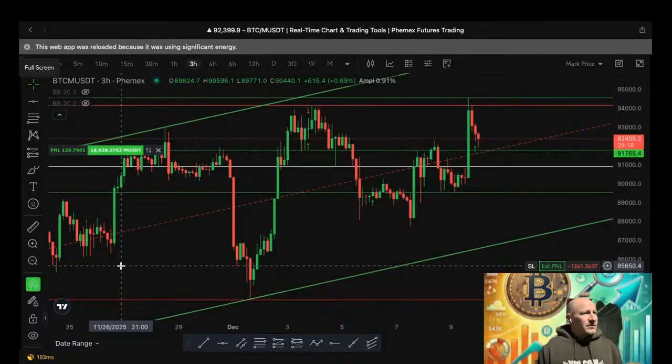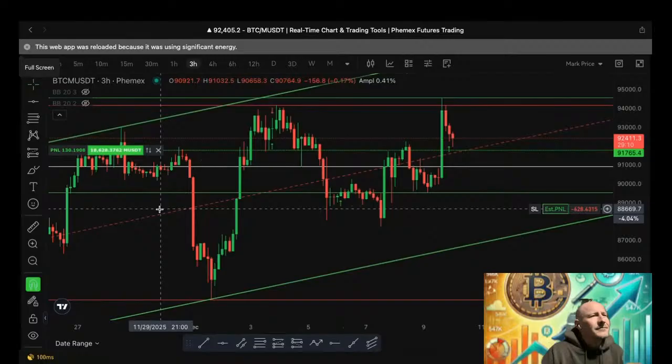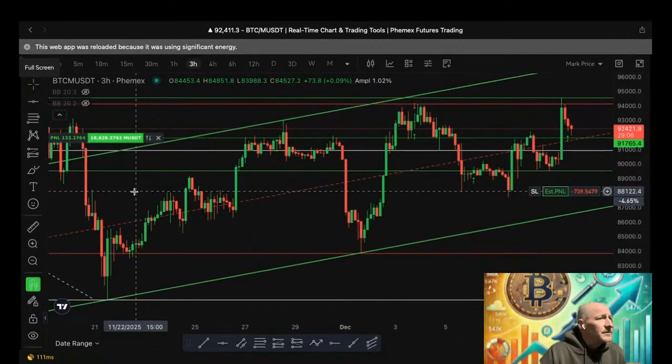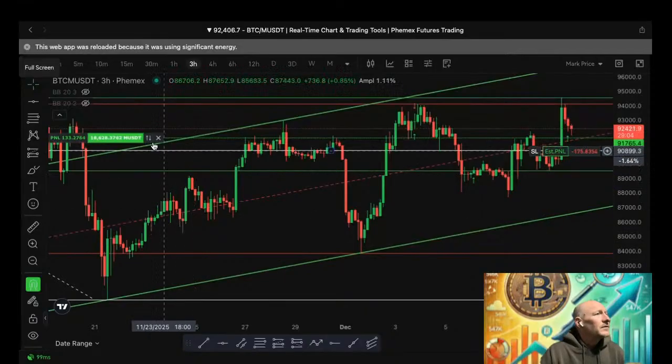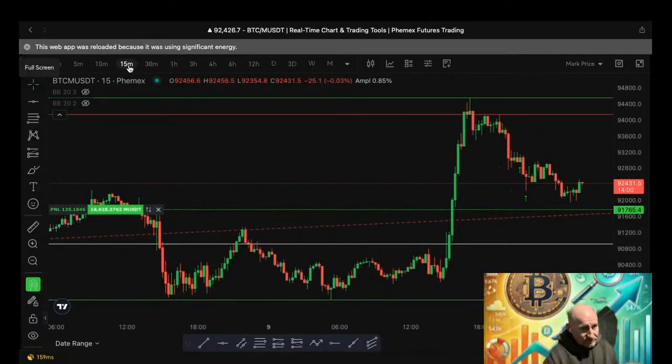So back to the charts. Anyways, that's the 3-hour chart there. So let's go down to the 15-minute. As you can see, it just zooms in a lot.